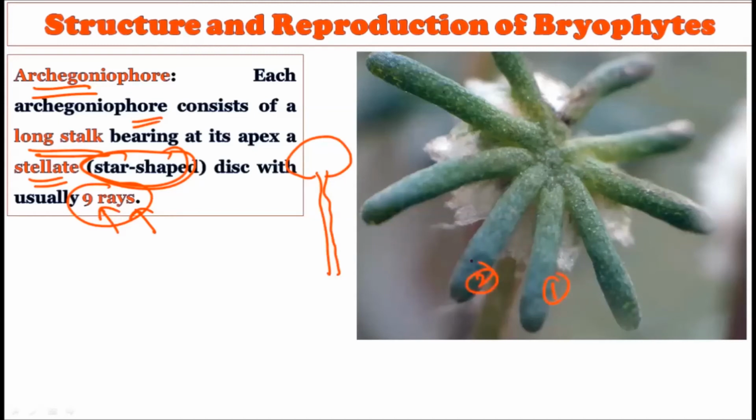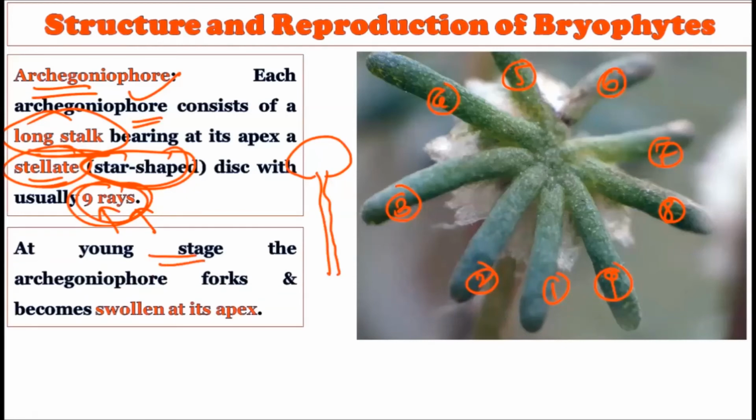See, first 2, 3, 4, 5, 6, 7, 8, and 9. Okay, so 9 rays are there, and the female gametophyte is producing this particular archegoniophore, and this archegoniophore possesses a long stalk and a stellate disc at the apex, and it consists of the 9 rays. All right. Now consider at the very young stage the archegoniophore forks and becomes swollen at its apex.